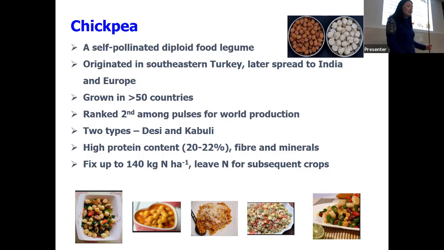As a food legume, the most important function in the agriculture system is that it can fix up to 140 kilograms of nitrogen per hectare. So therefore, it not only provides itself with enough nitrogen, but also leaves a large quantity of nitrogen for the subsequent crops. So it is an important part of the sustainability of the agriculture ecosystem.